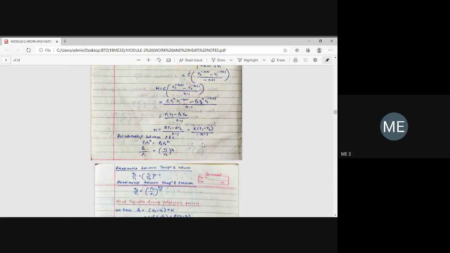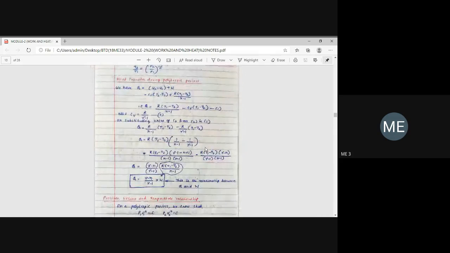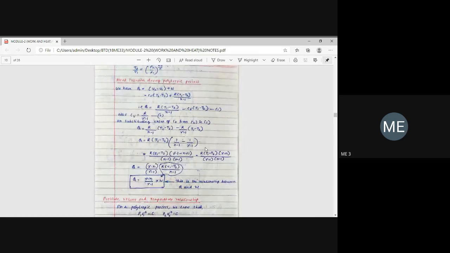Next, we have the most important derivation. This is a heat transfer during polytropic process. Okay. So before starting the derivation, always you have to write the first law of thermodynamics for undergoing change of state. Q equals to delta U plus W. Okay. So as I said, for all the process, you have to take delta U as CV into delta T, whatever process it is.